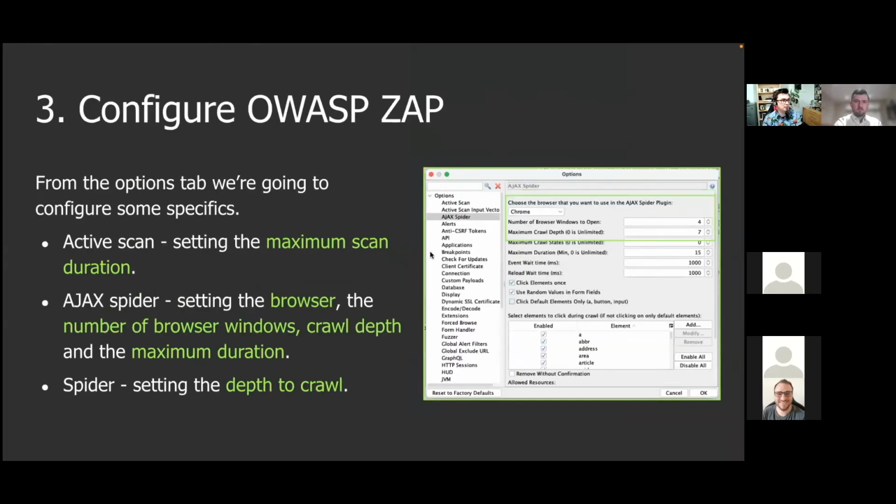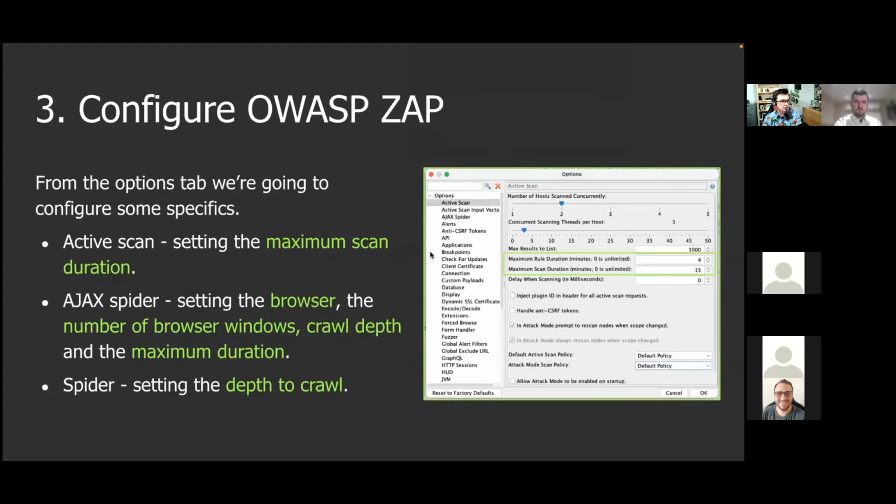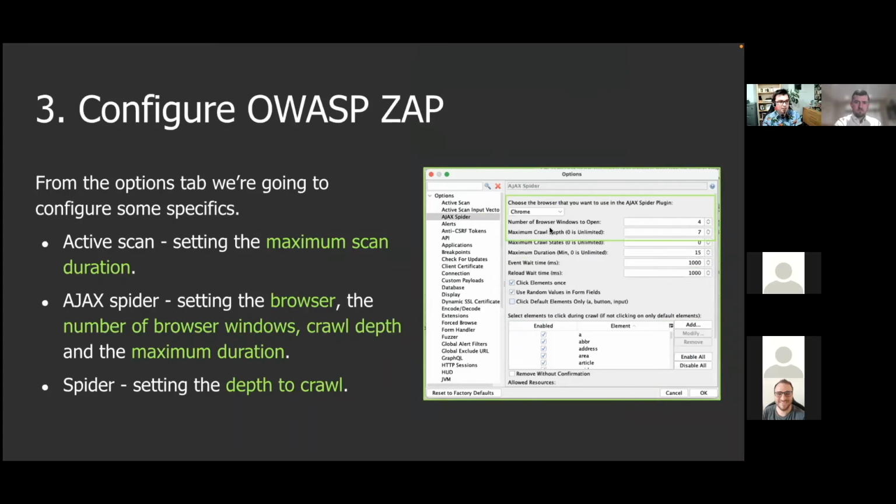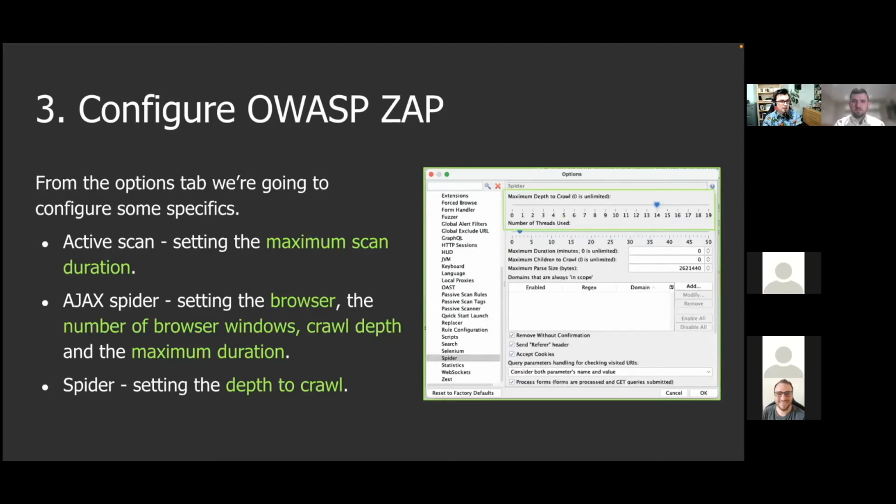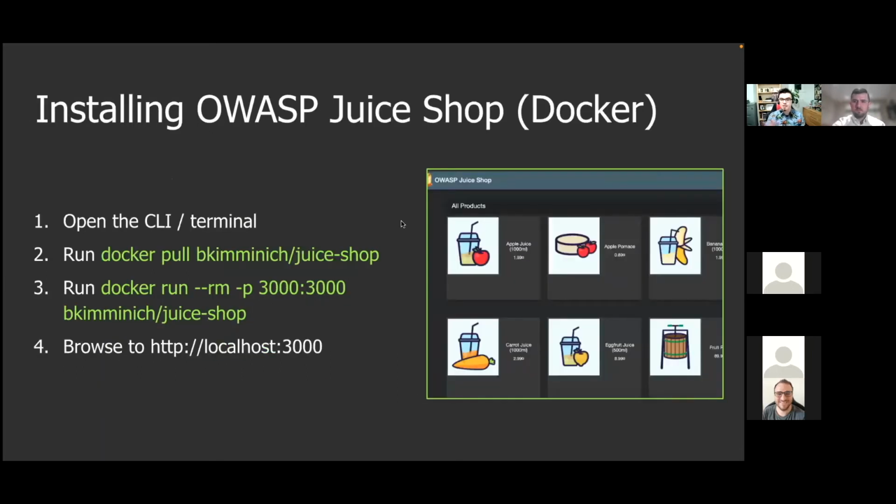Yeah, no worries. So active scan looks like that, Stephen. So set your rule duration to about 4, scan duration to about 3. Very quickly on that one. Next one is the Ajax spider, set to about 4 and 7. And then your spider, set those values as well, set the maximum size to about 3. All right, so everybody, I'm going to put these commands in the chat as well.